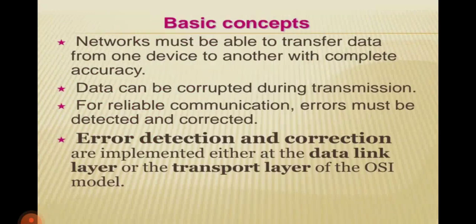We can transfer the data from one device to another device by using networks. It is possible that data corruption may occur. So to avoid this, errors must be detected and corrected. For this, the data link layer or transport layer of the OSI model is used.